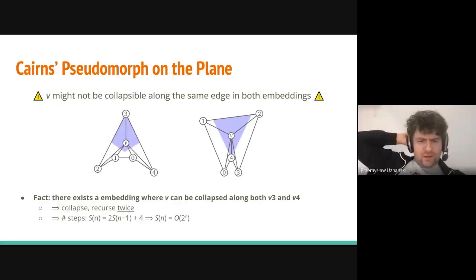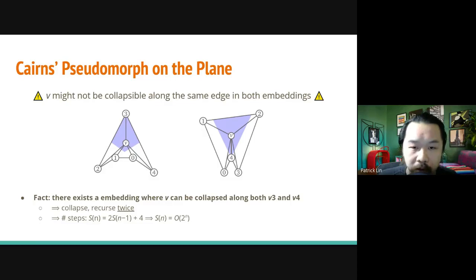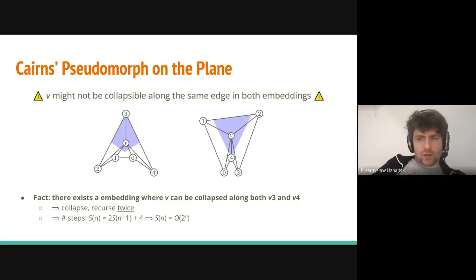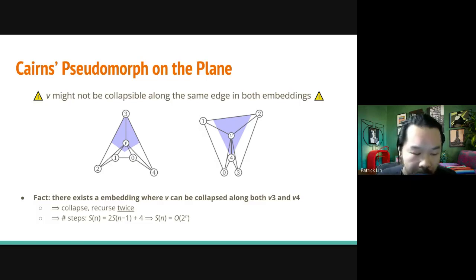Where does this collapse twice come from? I think I missed an argument here. Okay. So I sort of hand waved this argument away. I didn't explain why, but there's some intermediary embedding that we can go through. So we start from the starting embedding. We collapse from V to 3. And then we go to this intermediary thing. We uncollapse from 3. We collapse to 4. And then we recurse again. And then we uncollapse from 4 to get to the final embedding. Okay. Thanks. So at every stage, we're recursing twice.